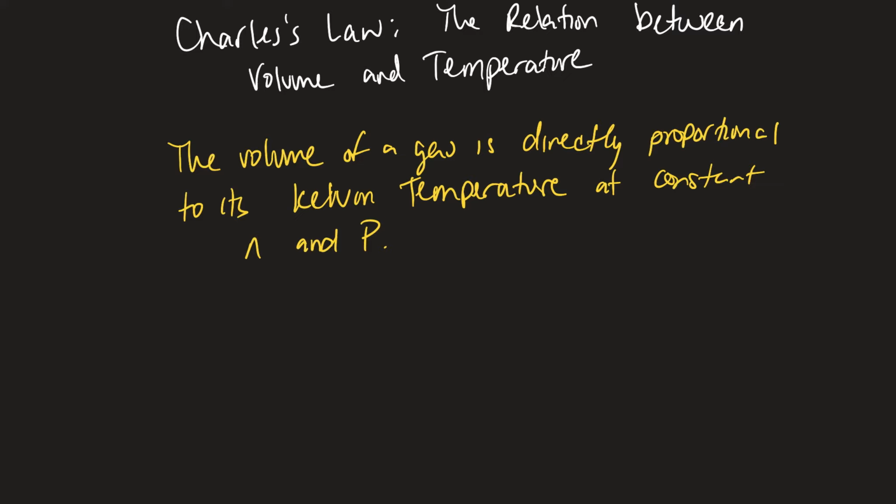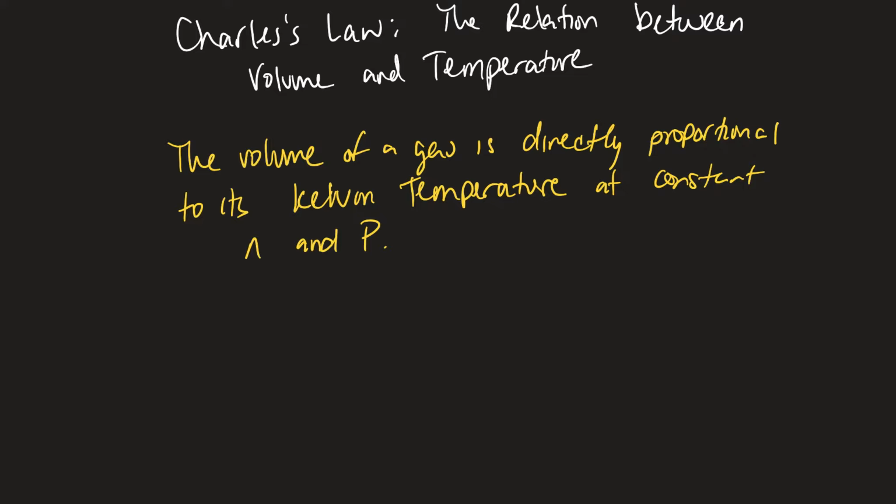All right, so in this video, we're going to talk about Charles' law. Charles' law basically talks about the relationship between volume and the temperature of a gas. So the volume of a gas is directly proportional to its Kelvin temperature at constant n, the amount of substance, the number of moles, which won't change, and its pressure.